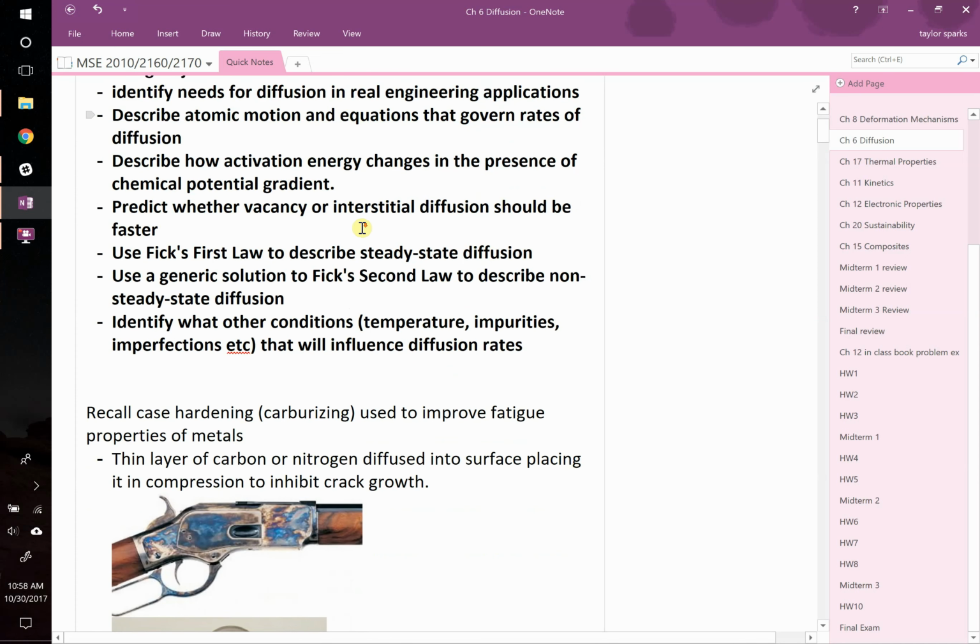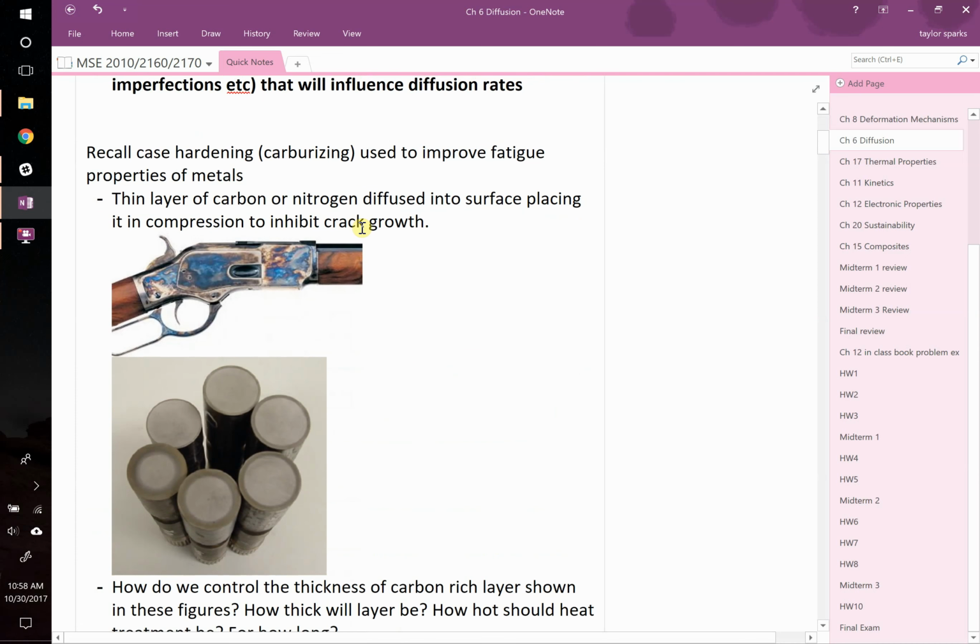So let's go back a minute and recall the case of case hardening. Case hardening, or carburizing, we did that to improve the fatigue properties of materials. It basically put the surface under compression so that these surface cracks, which are the problematic ones, are more difficult to grow. And we could do that in a couple ways, right? If you remember, we said you could put it in the presence of carbon, and the carbon is going to diffuse into the steel. But there's a lot of unanswered questions about that.